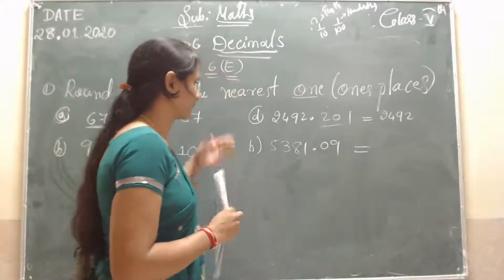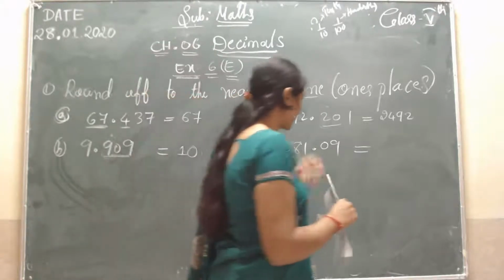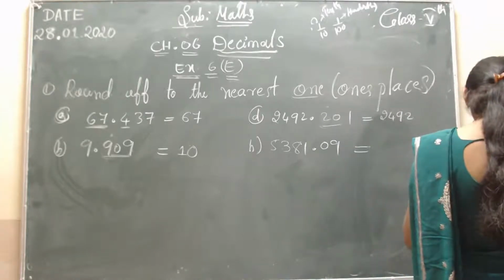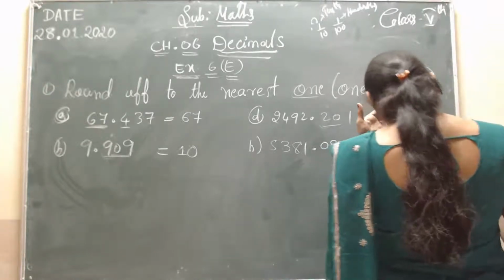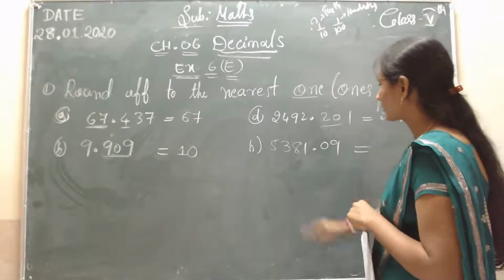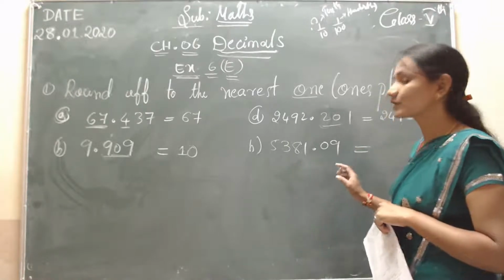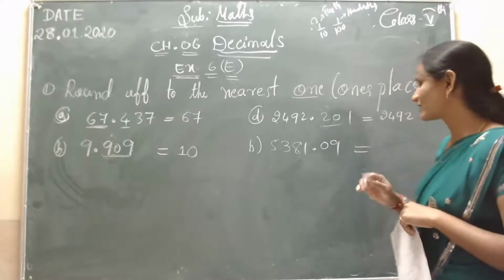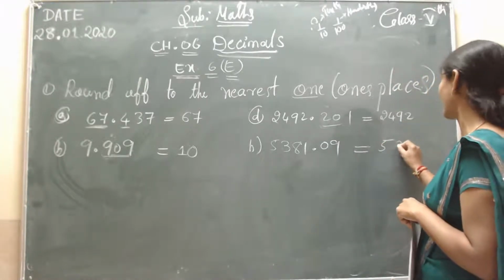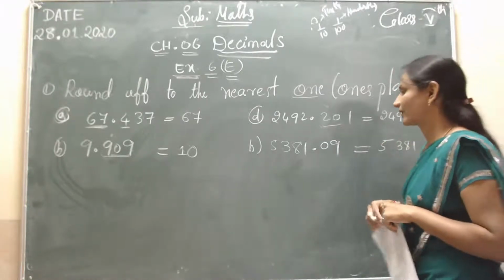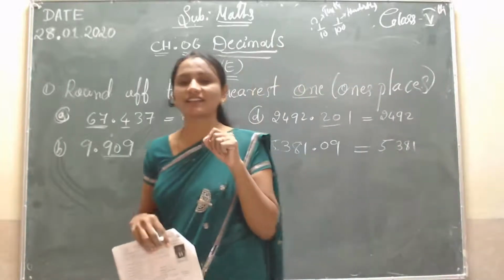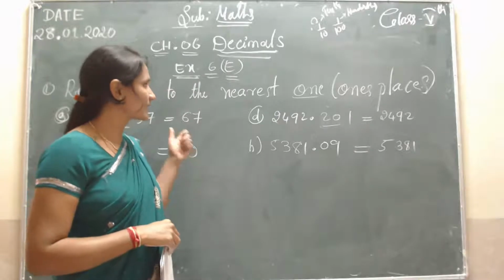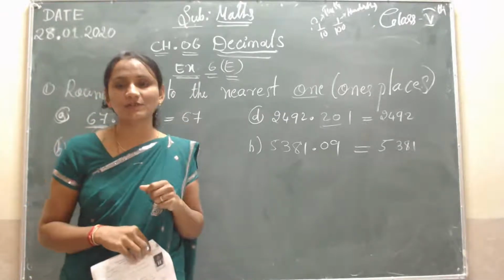This also is in the same form. Both are given in the number. So that is the same procedure. So see here students, 5381.09, nearest to 1. So you have to write the same, 5381. This is the nearest of 1. Okay, so yes students, this is the nearest of 1. This is the first main question completed.